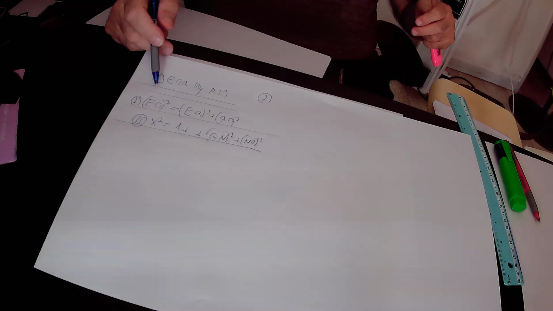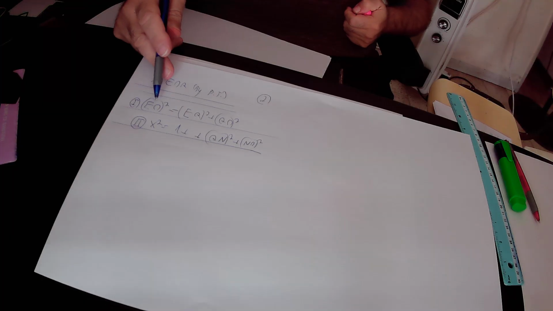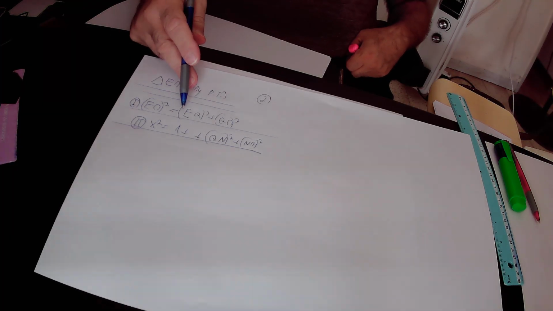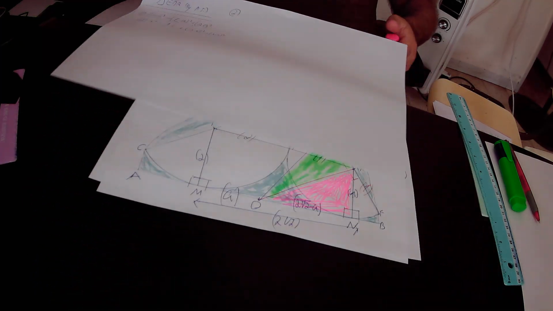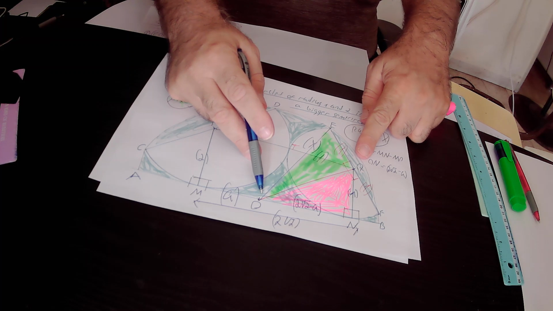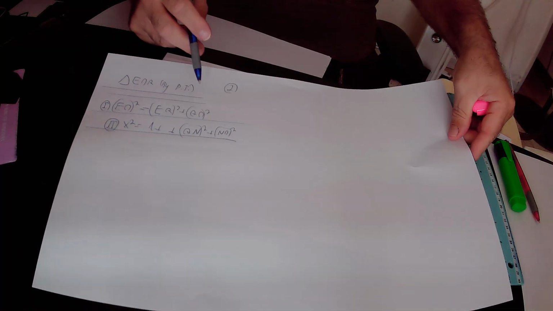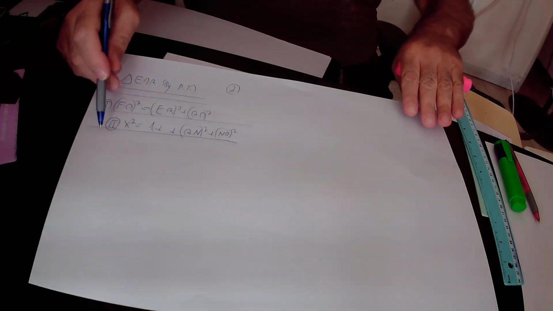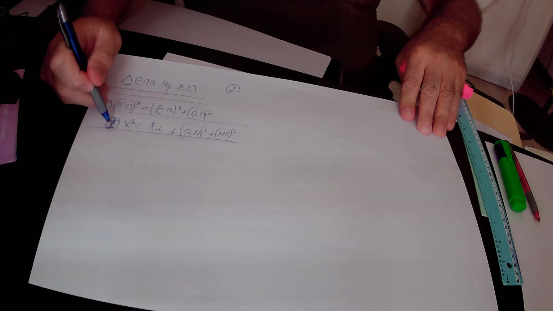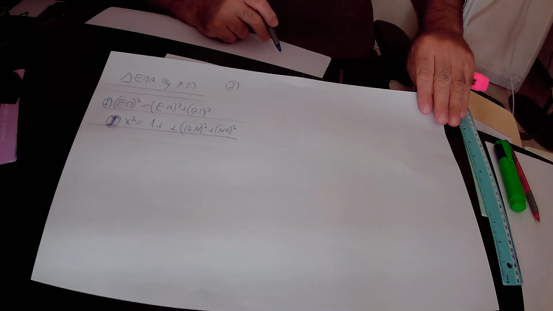So EO squared equals EQ squared plus QO squared. EO is x, therefore EO squared is x squared, and it equals EQ squared. EQ is 1, therefore EQ squared is 1 squared, this is 1, plus QO squared. QO squared equals QN squared plus NO squared. So we found out that according to equation 1, x squared equals 1 plus QN squared plus NO squared.